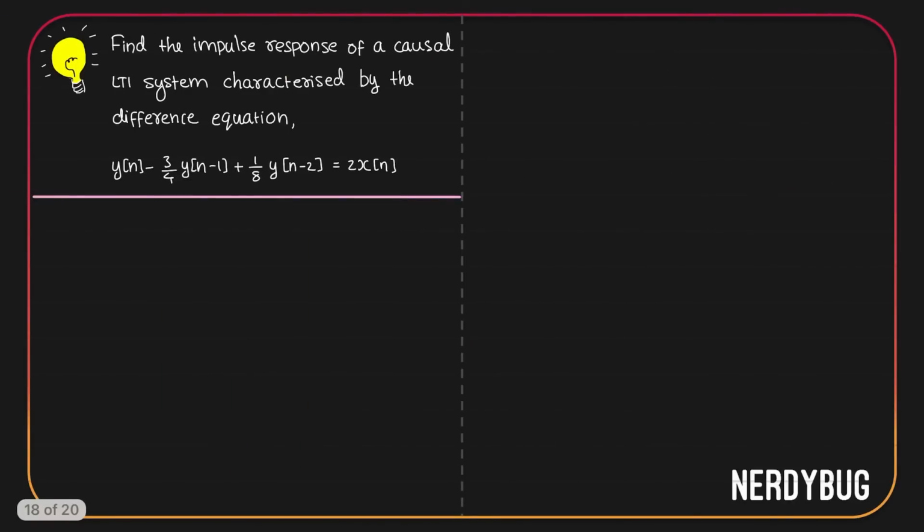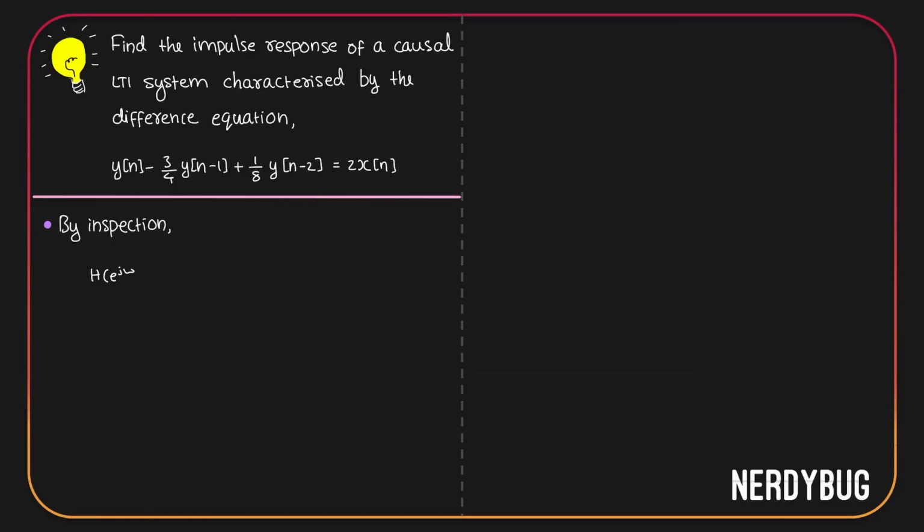Let us solve another problem. We have to find the impulse response of a causal LTI system that is characterized by the difference equation y of n minus 3 by 4 y of n minus 1 plus 1 by 8 y of n minus 2 is equal to 2x of n. Let us try to do this purely by inspection.